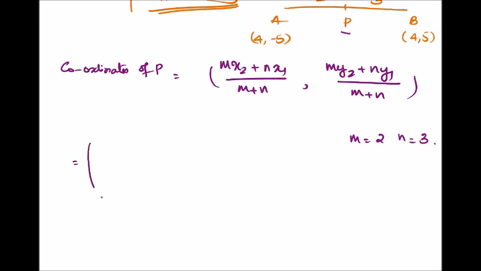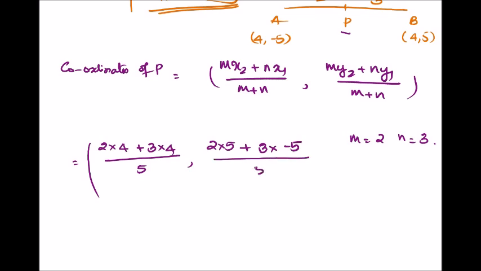That is equal to 2 into x2, which is 4, plus n is 3, 3 into 4, the whole divided by m plus n, that is 5, comma, m by 2: m is 2, 2 into 5 plus 3 into minus 5, the whole divided by 5.